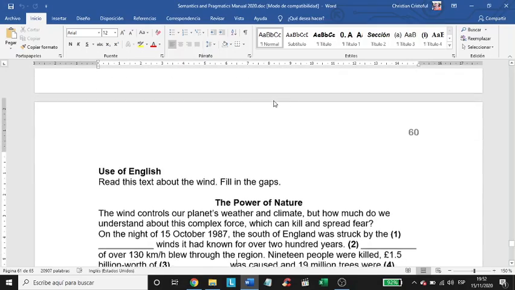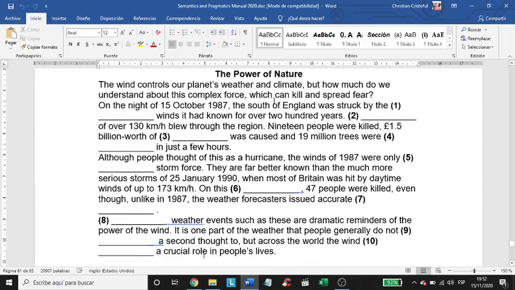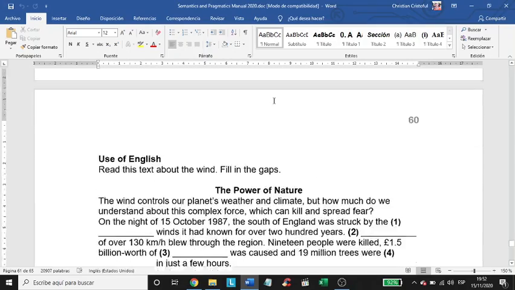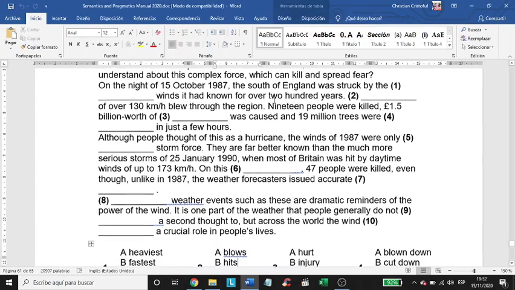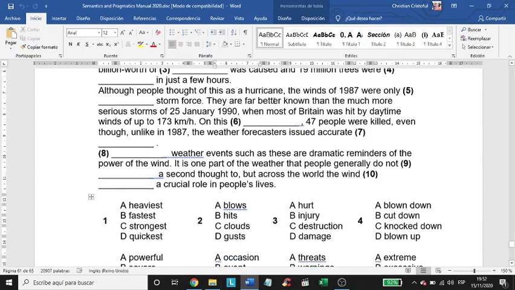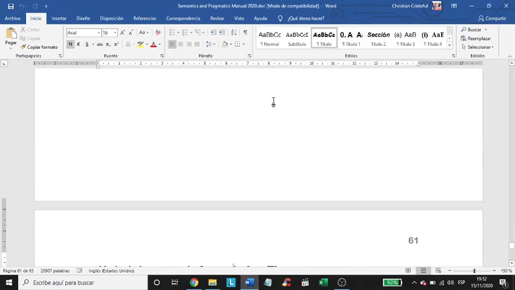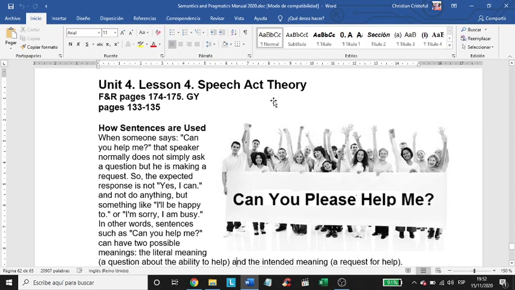Also, you have your use of English exercise. Do not forget to practice this because you will definitely get one in the exam.